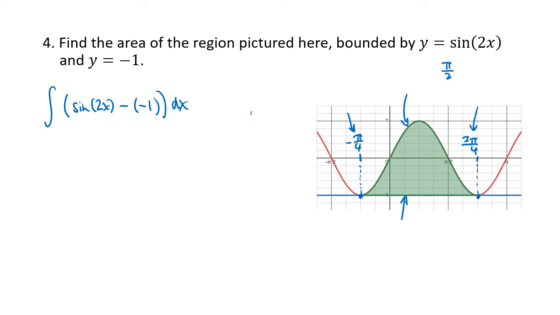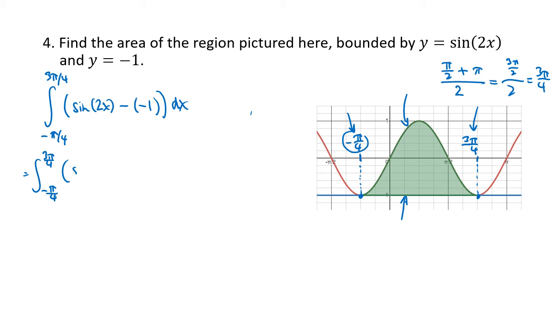If you ever want to know a number that's halfway in between two other numbers, you add those two numbers together and divide by 2, you average them. So that's going to be 3 pi over 2 divided by 2, which is 3 pi over 4. And similarly, that's how I figured out negative pi over 4 over there. So negative pi over 4 is my lower bound. 3 pi over 4, that's my upper bound. So my integral is from negative pi over 4 to 3 pi over 4 of sine of 2x plus 1.